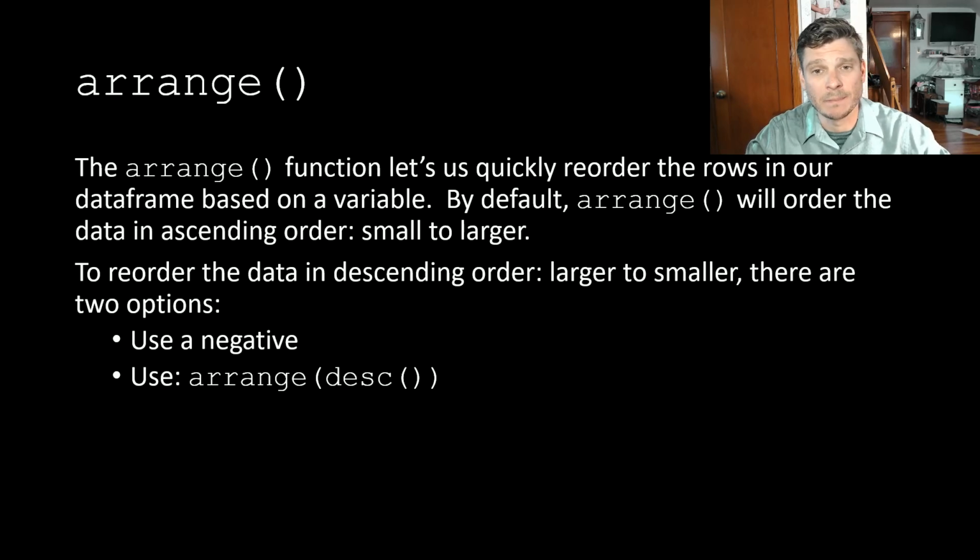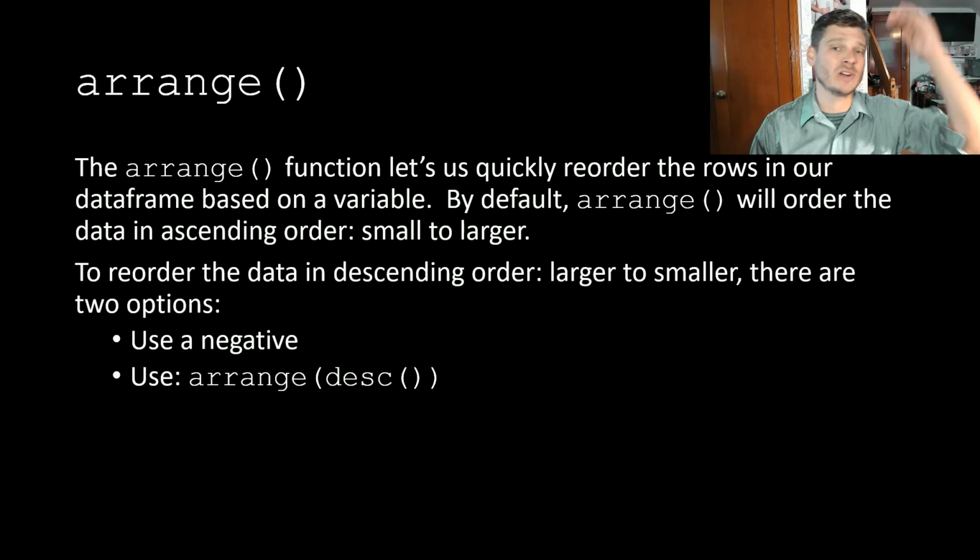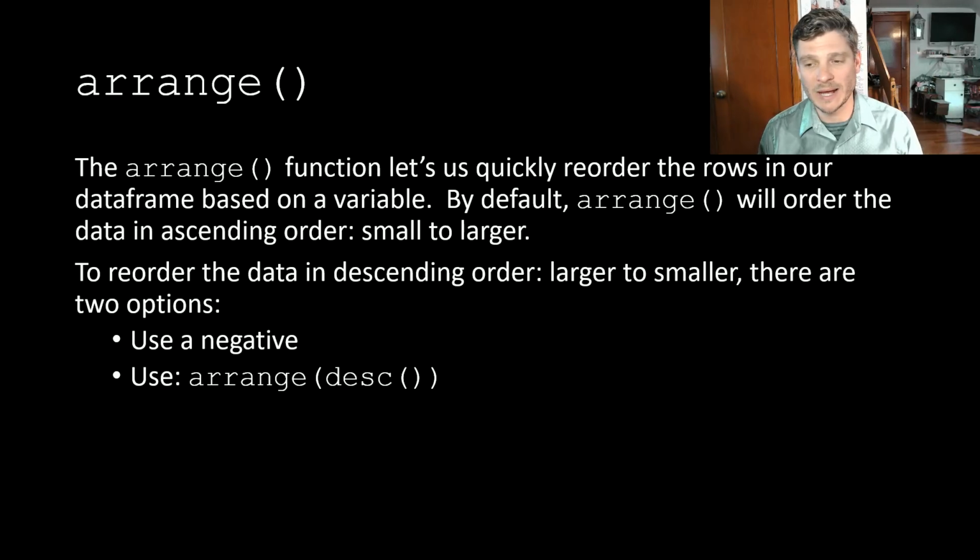All right, next up, arrange. So the arrange function lets us reorder our rows based on a variable. Now, by default, arrange is going to arrange in ascending order, which means from small to bigger, right? Ascending, getting bigger. If I want to do descending order, we have two options. We can either use a negative, or I prefer to do arrange descending just because it looks better to me. I look at that code and I'm like, oh, I'm arranging in descending order. I'm going from biggest to smallest. Okay, I'm not missing a negative sign somewhere, right? Because again, it's coding, and we've all missed negative signs in math, and it's like the same thing.